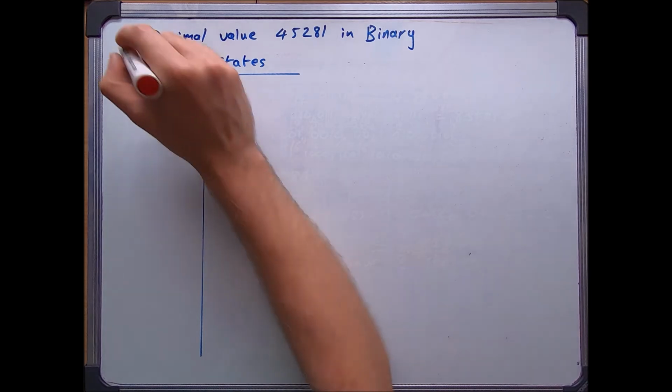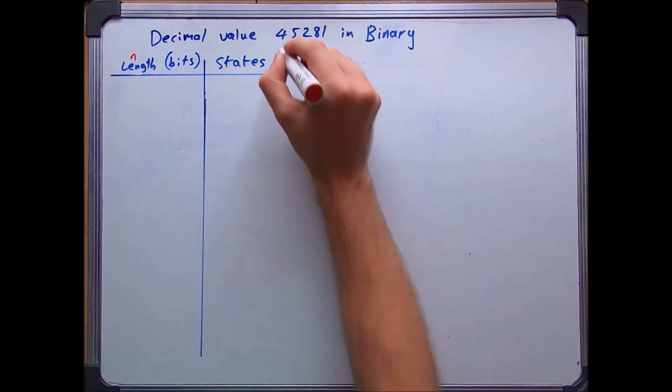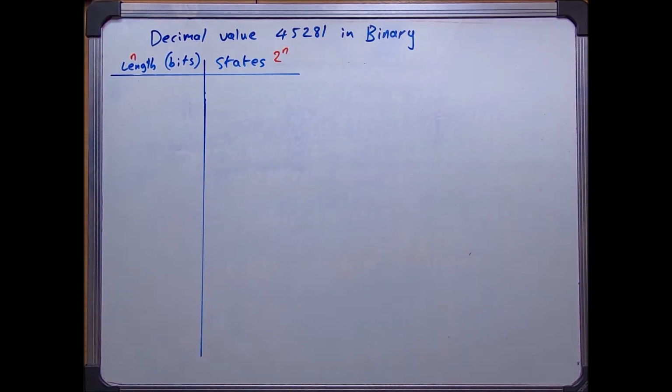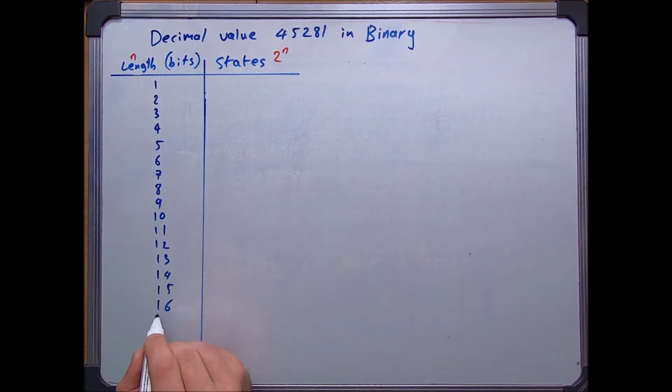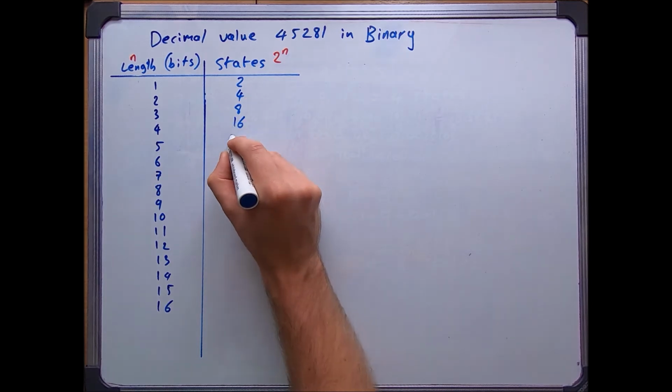The number of states a word can hold must be larger than the number I want to store in them, otherwise it won't fit. I can determine the required word length by simply increasing n until the number of states becomes greater than my number.